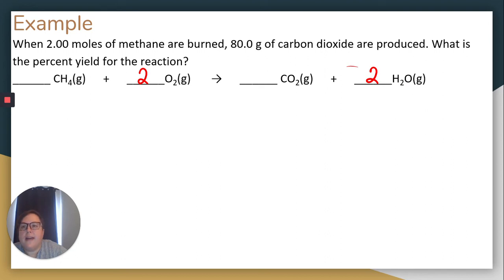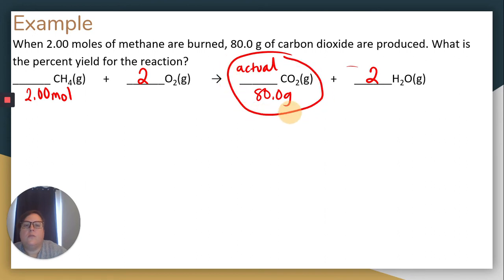Then if you look at what we have, it says when 2 moles of methane are burned, 80 grams of carbon dioxide are produced. What is the percent yield? So the given that's with the product is always the actual yield. The one with the product is the actual yield. So we have our actual yield. We need to take our 2 moles and figure out our theoretical. So this is where the stoichiometry comes in.